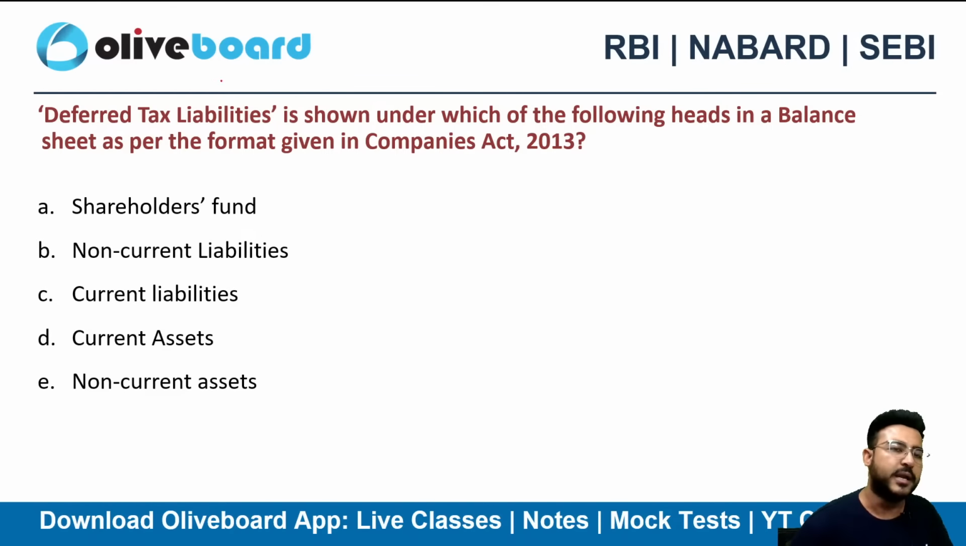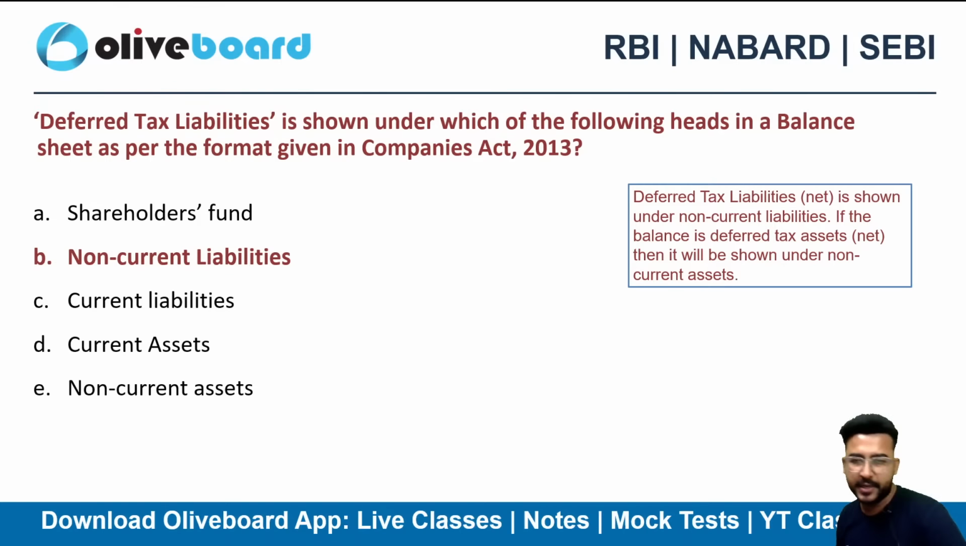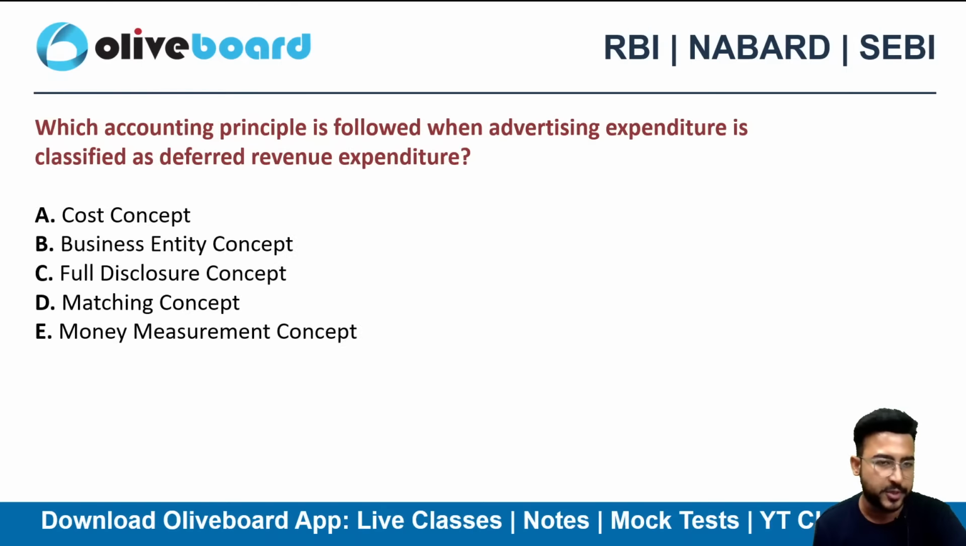Next one. Deferred tax liability will be shown under which of the following heads of the balance sheet? Deferred tax liability. Multiple times it has come in the examination. The correct choice is non-current liability. Deferred tax liability is shown as a non-current liability. Okay, option B.